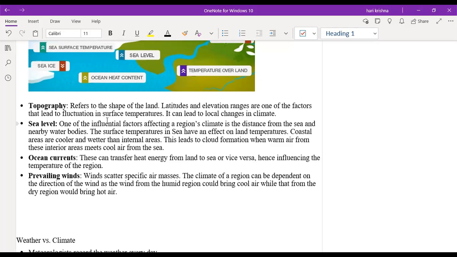Okay, next, sea level. Sea level means the water level. If you're going to a hilly area, it will be higher than the sea level. If you go to the plains, sometimes it can be lower than the sea level also, right? So based upon that also the temperature of the climate will be affected. Next, ocean currents. Do you know ocean currents? Land breeze, sea breeze. Okay, about this we'll discuss tomorrow.